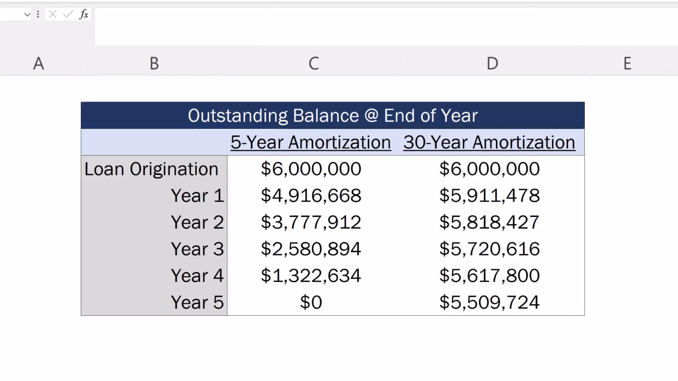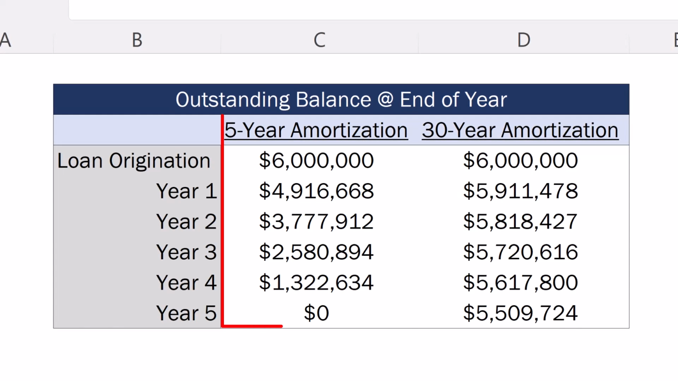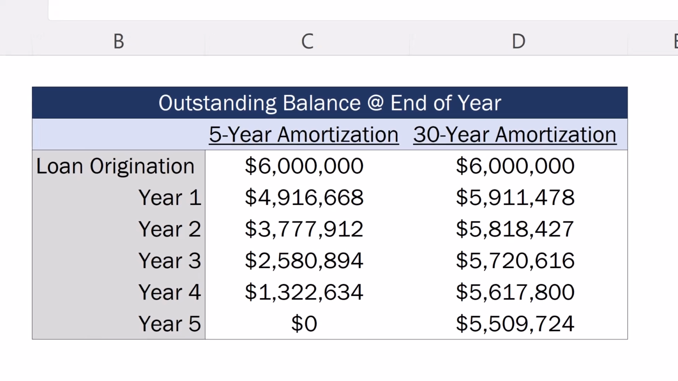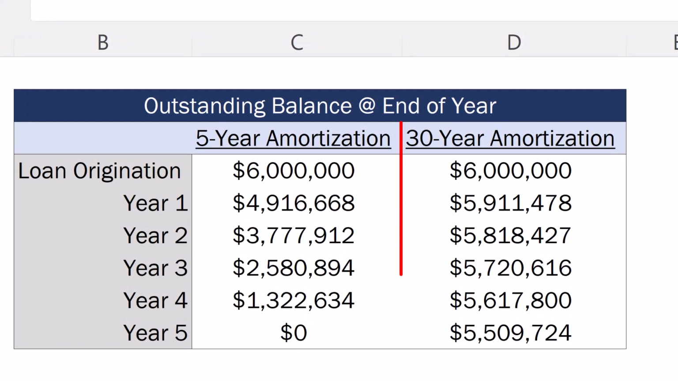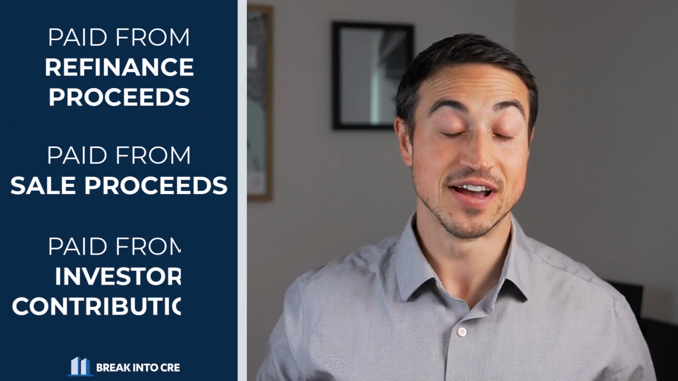And in this case, in the 5-year amortization scenario, because that amortization period matches the loan term, this means that the borrower will pay off that loan using just fixed monthly payments at the end of 5 years. But in the 30-year amortization scenario, this borrower would owe a significant balloon payment at the end of that term with an outstanding balance of over $5.5 million that would ultimately need to be paid from either refinance proceeds, sale proceeds, or even investor equity.